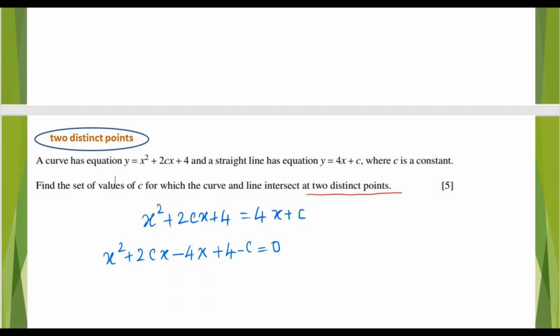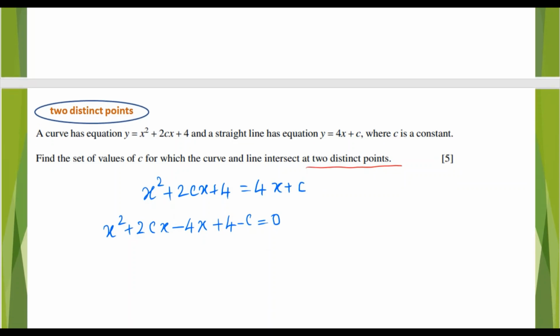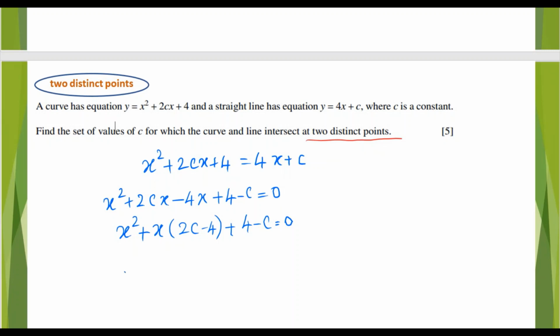Now we got a quadratic equation. Now we have to find b square minus 4ac, and we know it is greater than 0 in this case. So let us group this term: x multiplied by 2c minus 4, and this is the coefficient of x, and 4 minus c is the constant. So now b square is 2c minus 4 all squared, minus 4, where a is 1 and c is 4 minus c. This is our b squared minus 4ac.